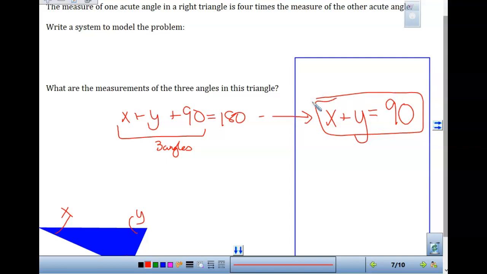Would this one be correct too? All 3 angles add to 180? Yes. So both of these are equivalent. One just has a few more numbers in it, okay? So next, we want to take a look.